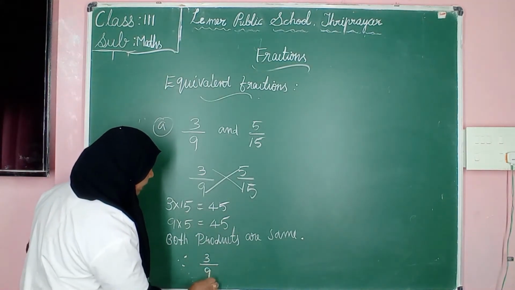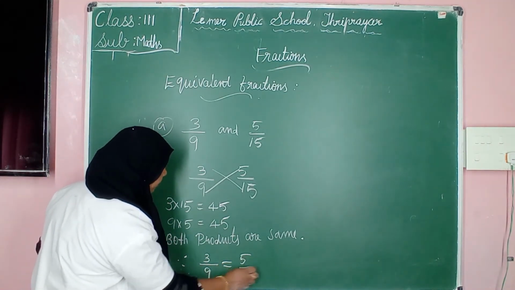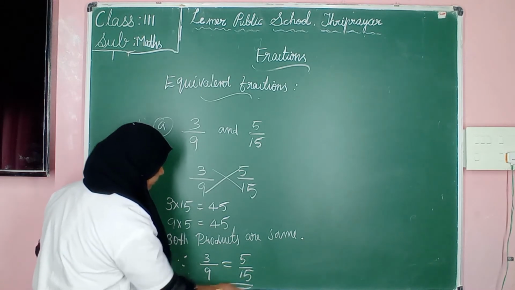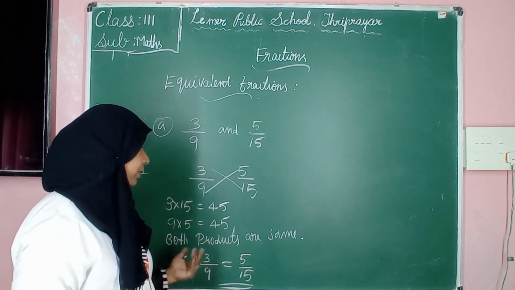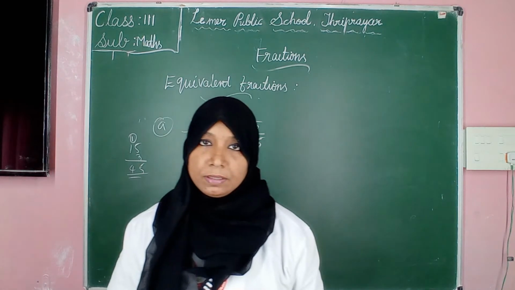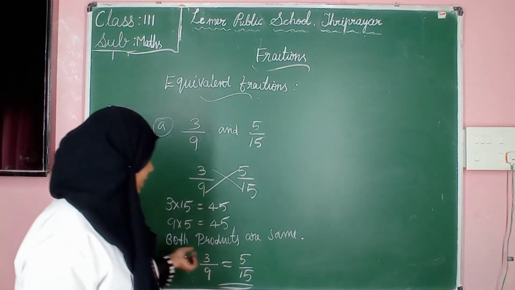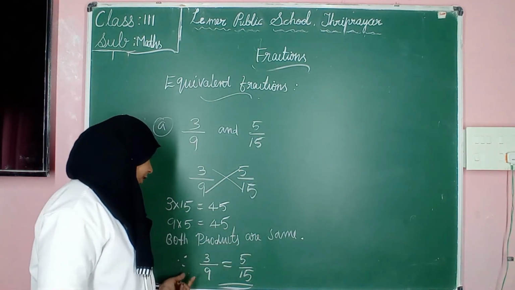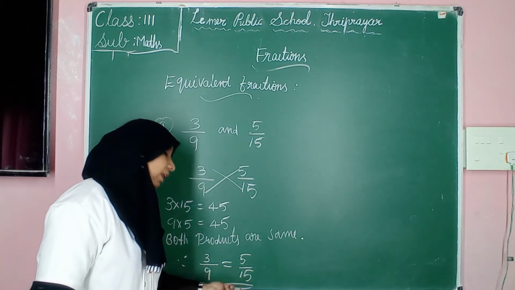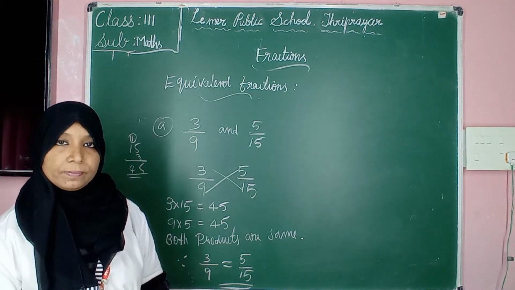Therefore, 3 by 9 equals 5 by 15. This way fully you have to write. Children, both products are same. Therefore, 3 by 9 equals 5 by 15.